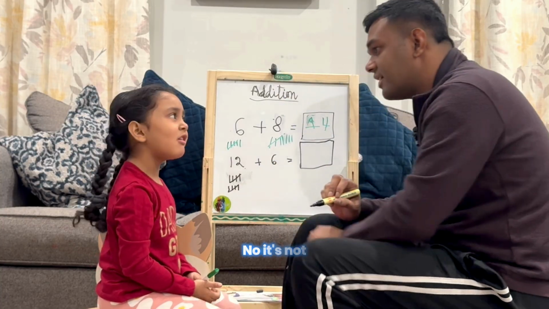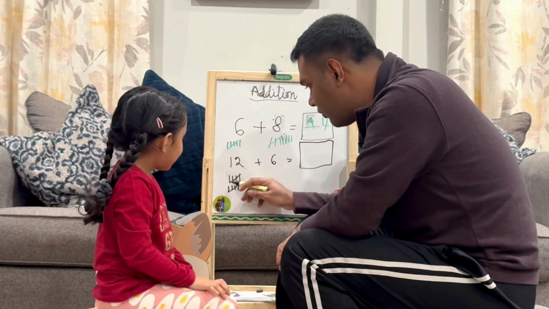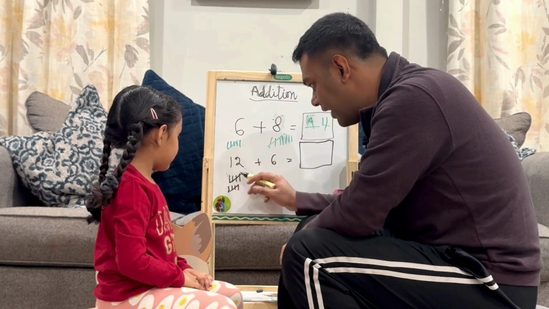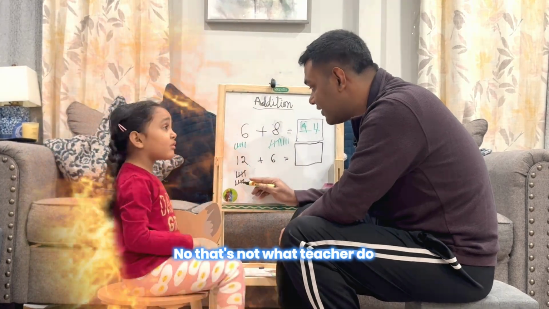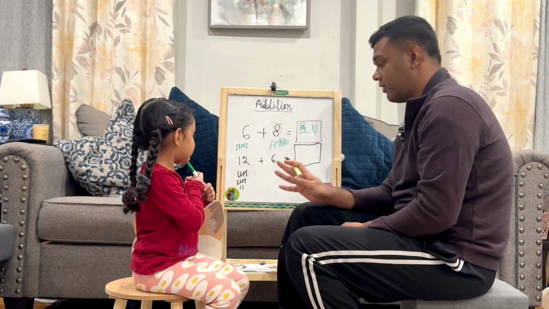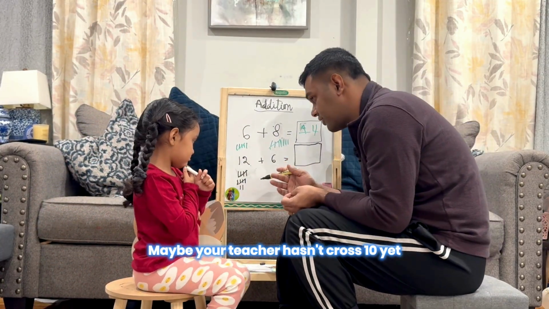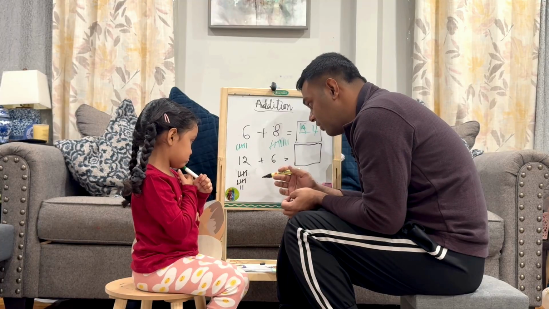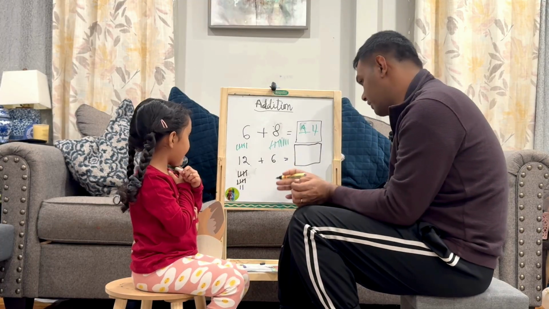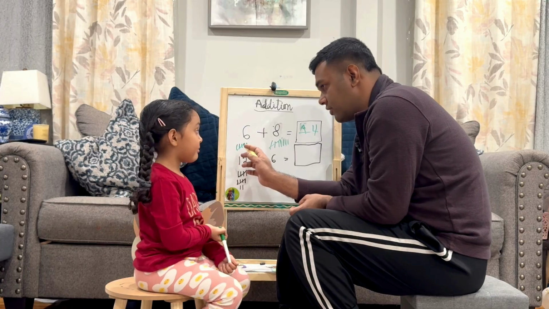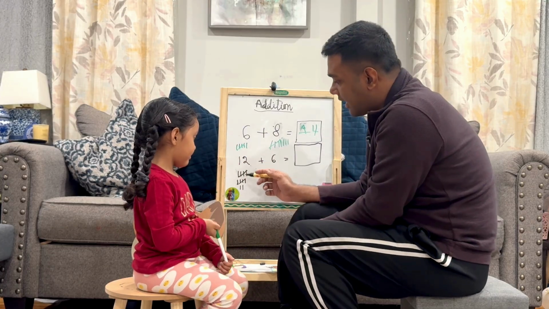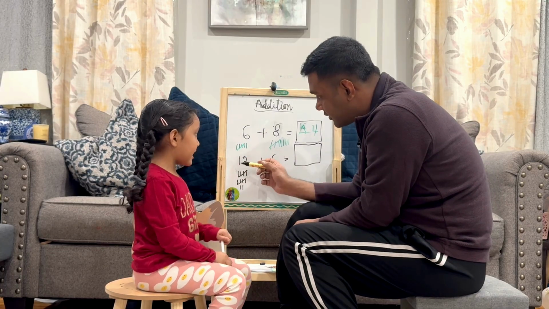For every 5 you do a cross. Okay, maybe your teacher hasn't crossed 10 yet. So that's why, if we are working with a small number, then for 5 you do the first cross, the first tally. So for every 5 you do a tally. So 10, this is 12.